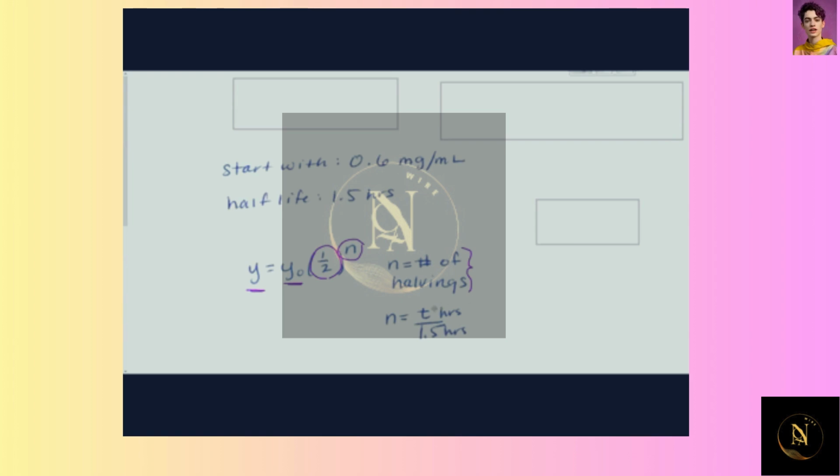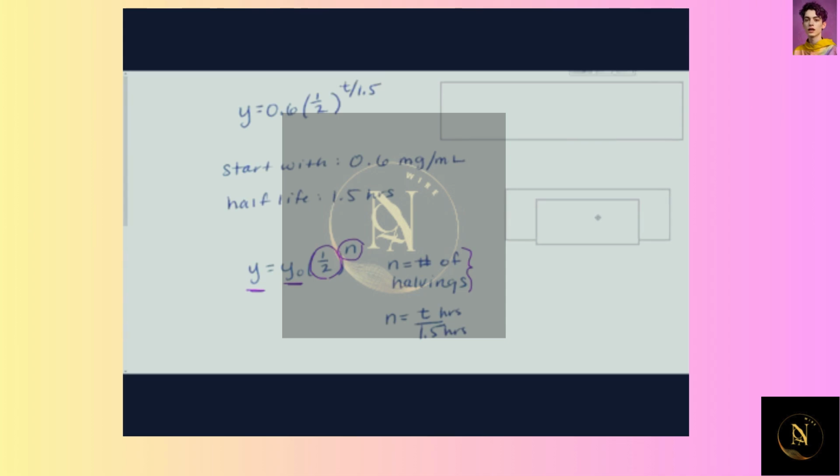For example, suppose that 3 hours had elapsed. 3 divided by 1.5 would be 2, so that tells us it would cut in half 2 times. So if we take this general equation and we substitute our specific starting amount into it, we get our model that we're going to use for this problem.